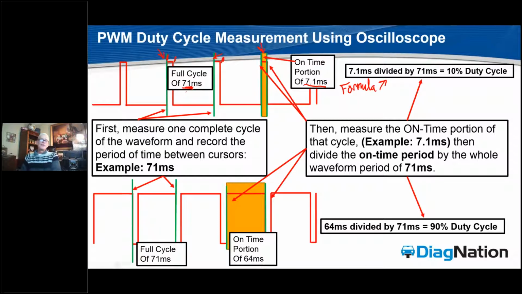Now, in this case, you're always going to take the smaller number and divide it by the larger number to come up with your percentage. So here we have a full cycle of 71 milliseconds, an on-time portion of 7.1 milliseconds. We divide the two and we come up with a 10% on-time duty.